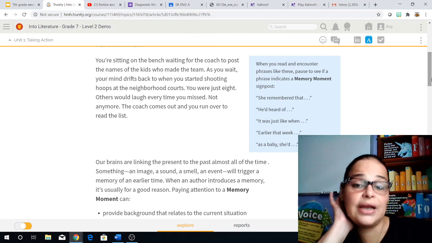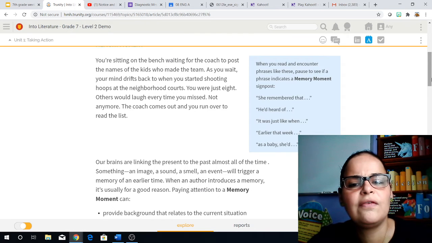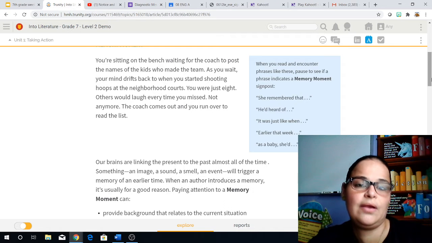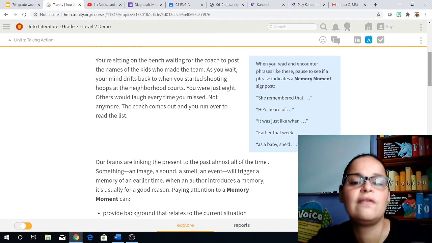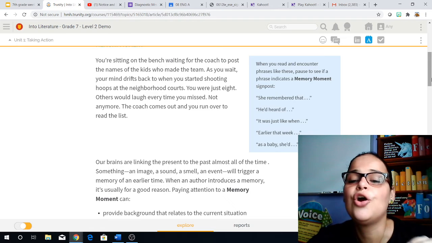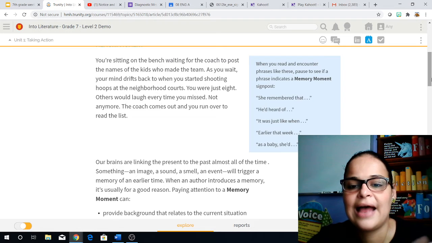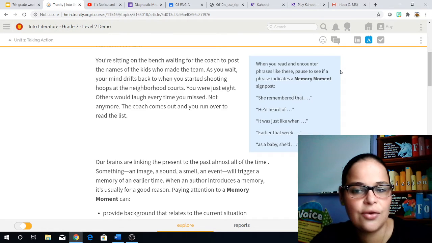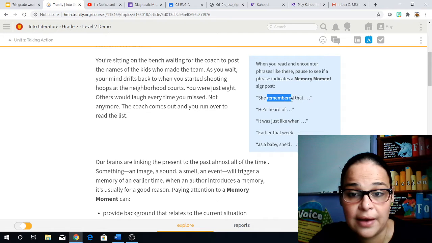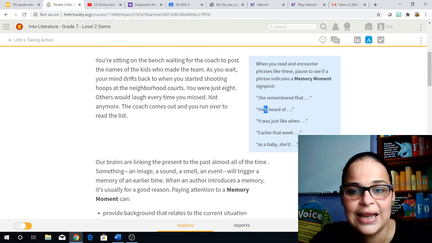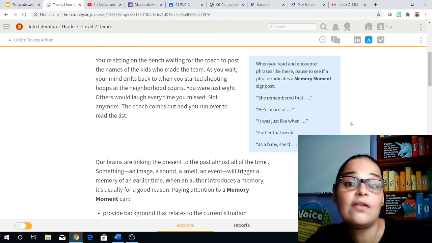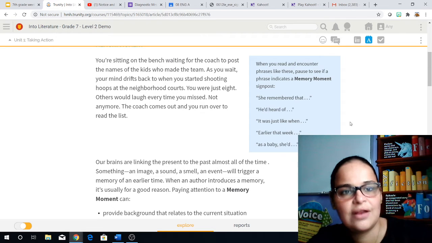Now, going back, when you read and encounter phrases like these, pause to see if a phrase indicates a memory moment. Some of the signposts in a memory moment you can look for are: she remembered that, he'd heard of, it was just like when, earlier that week, as a baby she'd. Now, these words are key, you guys, and if you notice, grammar falls into place here. Look at this. Remembered, he'd, which comes from he had heard, was, and then she'd. These are all grammar references to the past. So there's the connection in that memory moment.